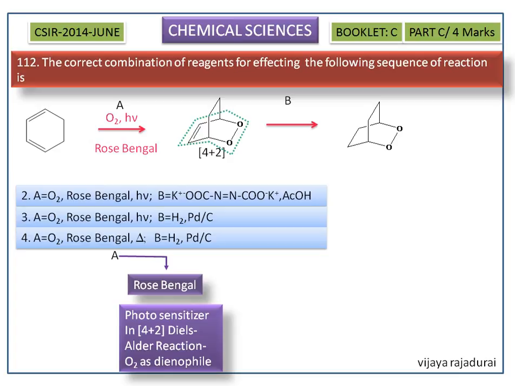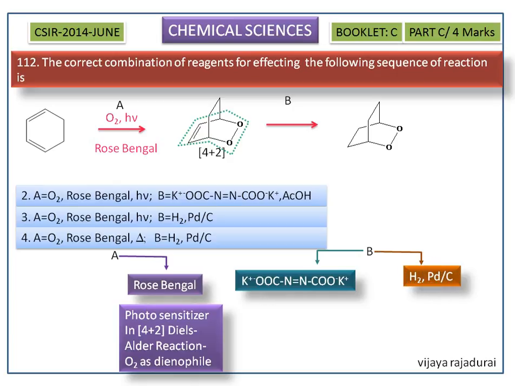When we add the B reagent, we get the saturated product, that is, this alkene bond is hydrogenated. Addition of hydrogen on an alkene or alkane bond is known as hydrogenation. The given B options of the products are dipotassium salt of azo dicarboxylic acid, hydrogen gas in the presence of palladium and carbon.